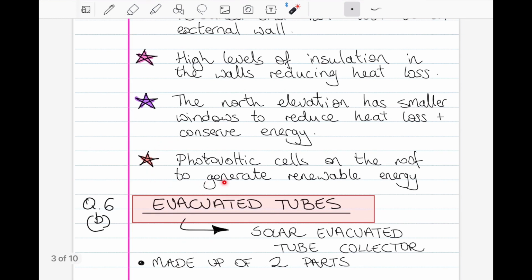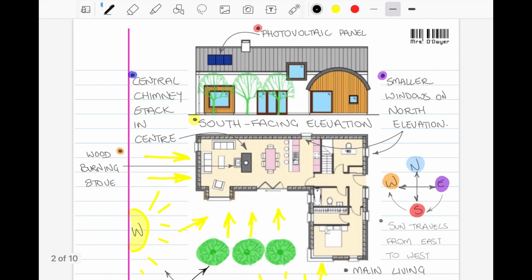Now, there are photovoltaic cells. Actually, I spelled that wrong there. Photovoltaic cells on the roof, and what do they do? They generate renewable energy. Now let's just fix this. Oh, wrong color. Photovoltaic. I left out the "TA". Anyway, photovoltaic cells on the roof to generate renewable energy, and you can see them just there.